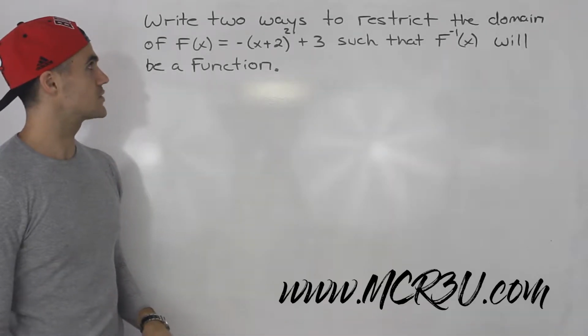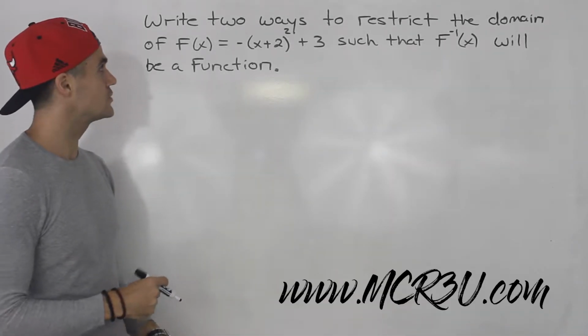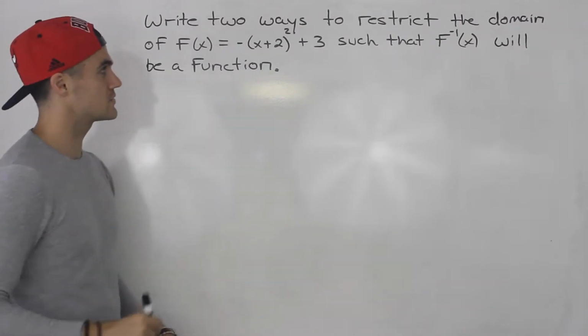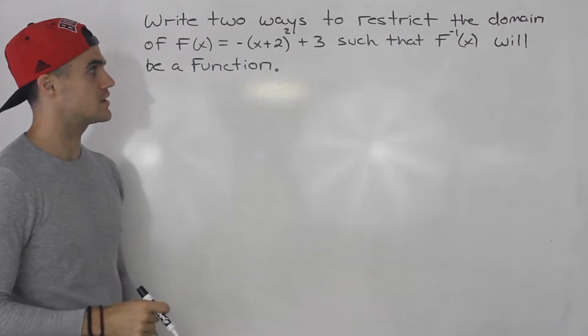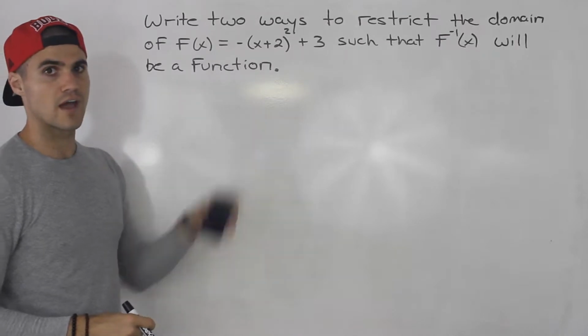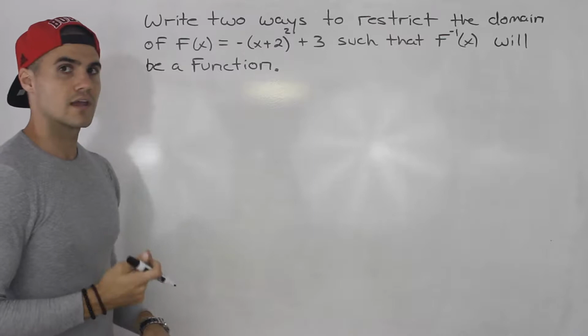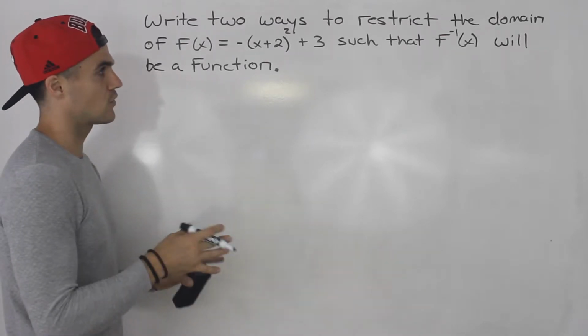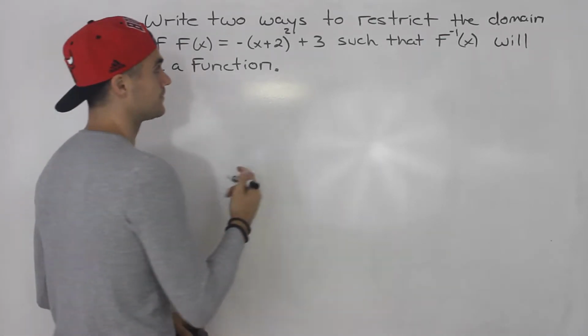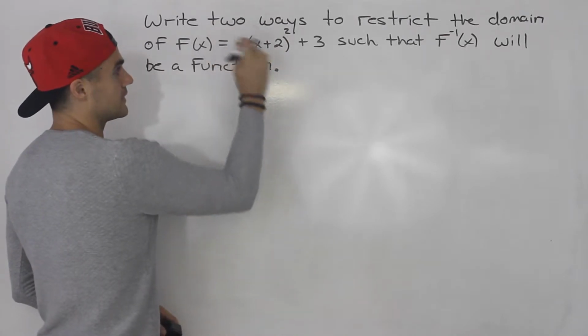Moving on to the next question, we have to write two ways to restrict the domain of this function f of x equals negative (x plus 2) squared plus 3 such that the inverse, or f of negative 1 of x, will be a function. Okay, so we've done these types of questions before, even back in Unit 1, but we haven't really done it in two ways.